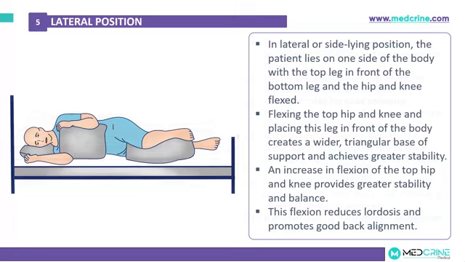Lateral position. In lateral or side-lying position, the patient lies on one side of the body with the top leg in front of the bottom leg and the hip and knees are flexed. Flexing of the top hip and knee and placing the leg in front of the body creates a wider triangular base for support and achieves greater stability. This position reduces lordosis and promotes good back alignment. An increase in flexion of the top hip and knees provides greater stability and balance.